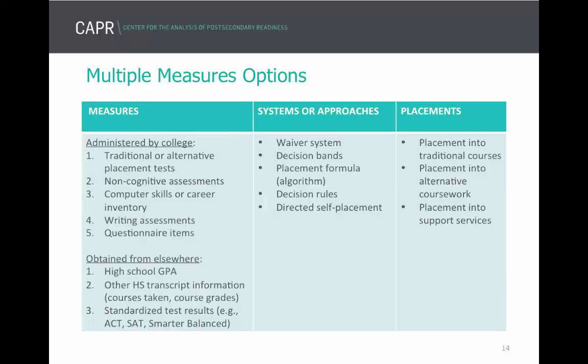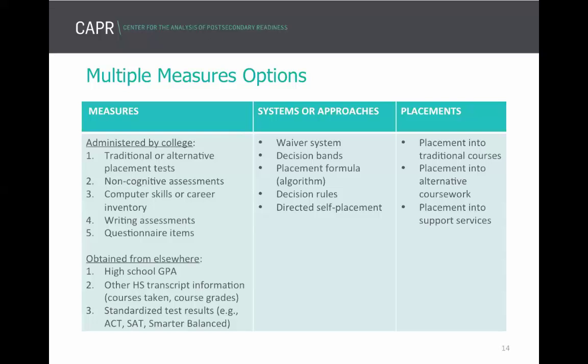In most cases, the results are being used for placement into traditional courses, but sometimes they're being used for placement into alternative courses, such as co-requisite courses, which are becoming more and more common. And in some cases, they're being used for placement into support services. That might mean that students within a certain range might get extra academic support, or it might mean that they participate in a college success course or something like that.